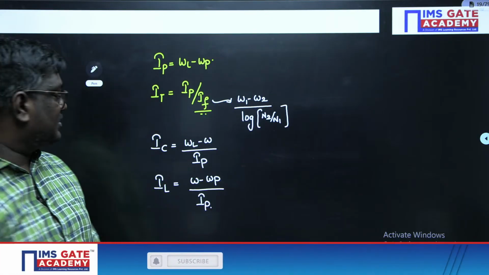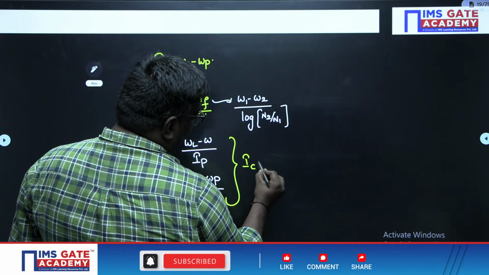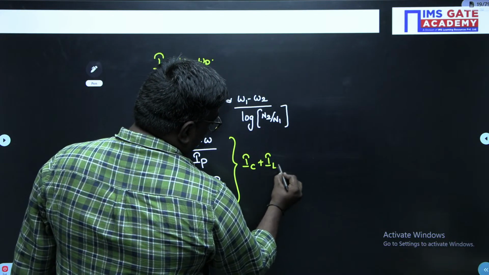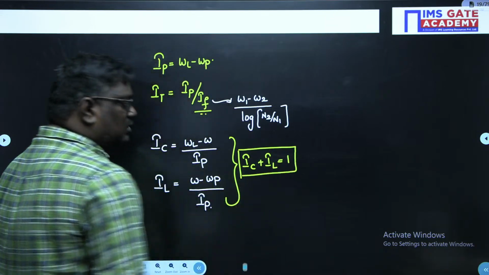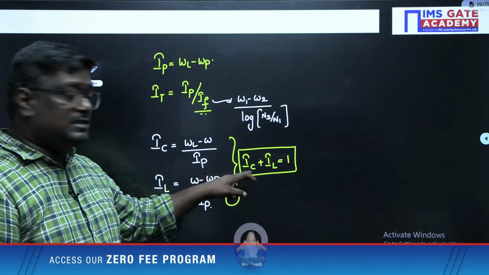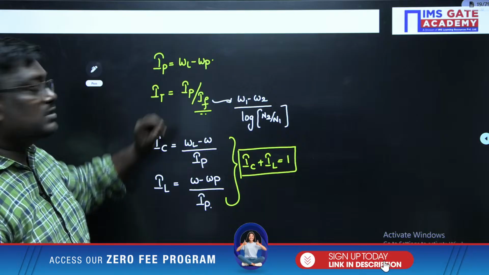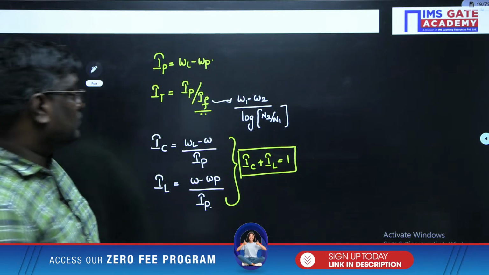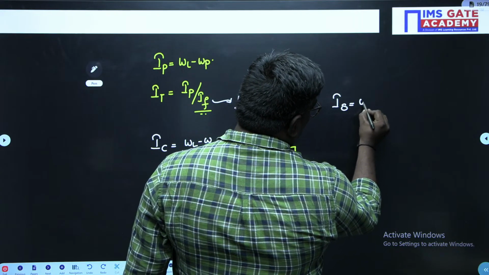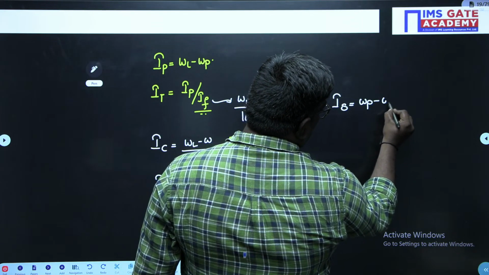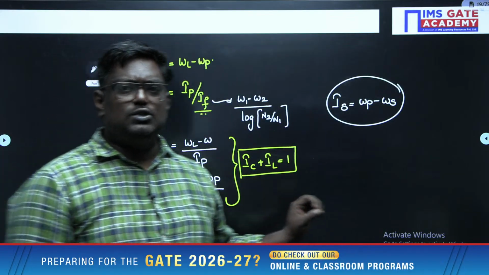And remember, my dear students, IC plus IL is equal to 1. What is IC? Consistency index. What is IL? Liquidity index. IT is the toughness index. We also have the shrinkage index, which is IS equal to WP minus WS. So these are the important indices we should know.